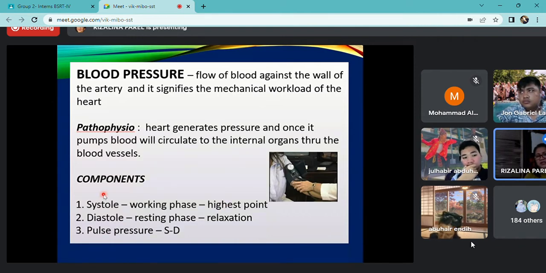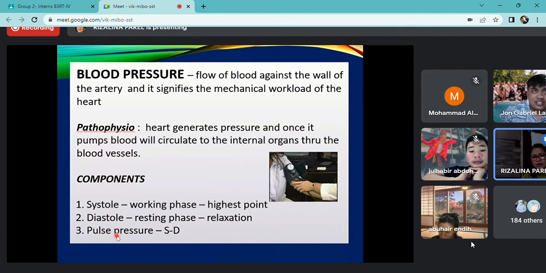So for the components of your blood pressure, you have your systole, which is the working phase, and it has the highest point. Yung 120/80, 120 is the systole. Diastole is the 80, which is the resting phase, and this is during relaxation. Okay, so kapag nag-BP ka, pinapakinggan mo kung kailan nawala yung kanyang pulso, okay? And kung kailan nagkaroon ulit ng pulso and nagtuloy-tuloy yung kanyang pulsation. So that is for your systole and diastole.